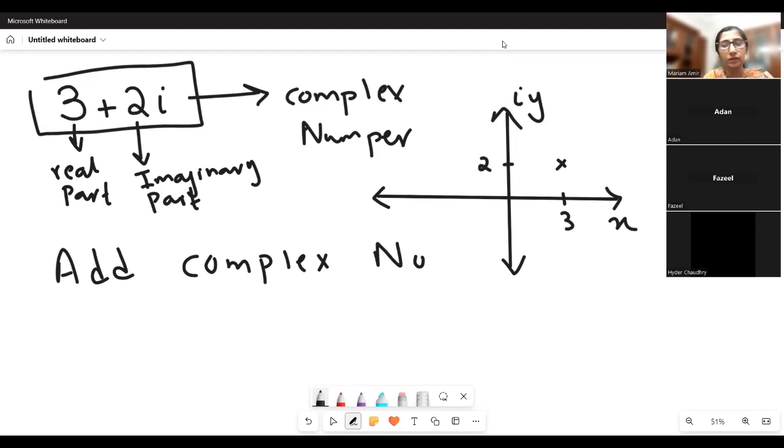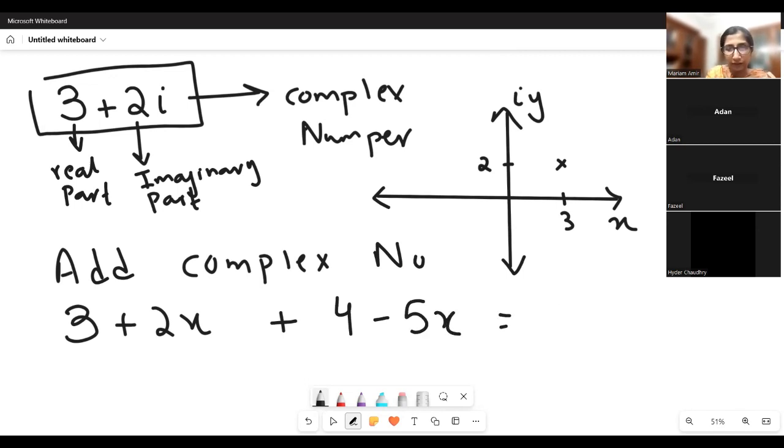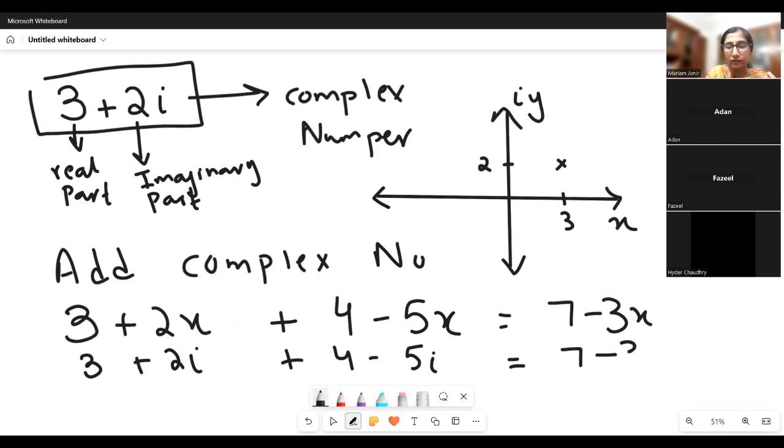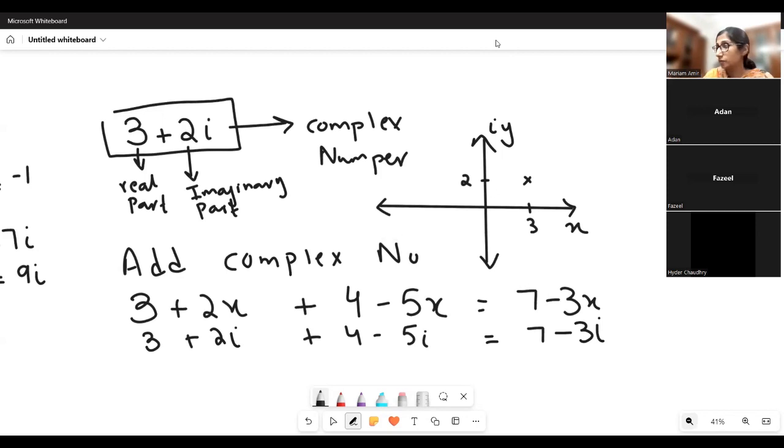So adding complex numbers is just like adding any algebraic expression. What is 3 plus 2x plus 4 minus 5x? That would be 7 minus 3x. So similarly, 3 plus 2 iota plus 4 minus 5 iota would be 7 minus 3 iota. So addition is just like adding algebraic terms. You add the constants together and you add the complex values together.